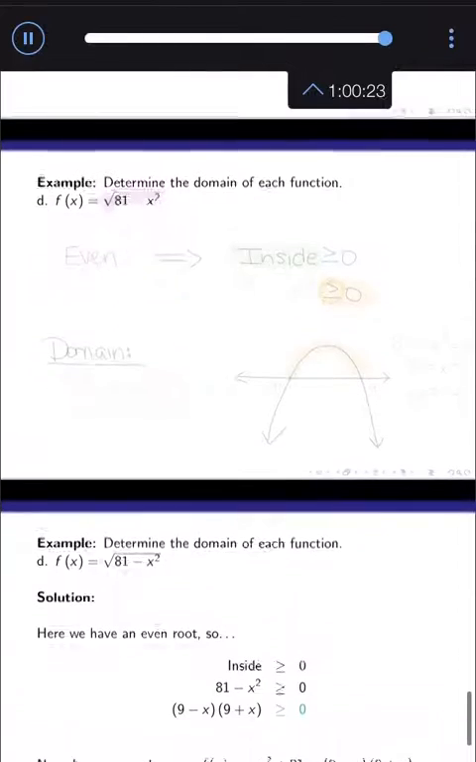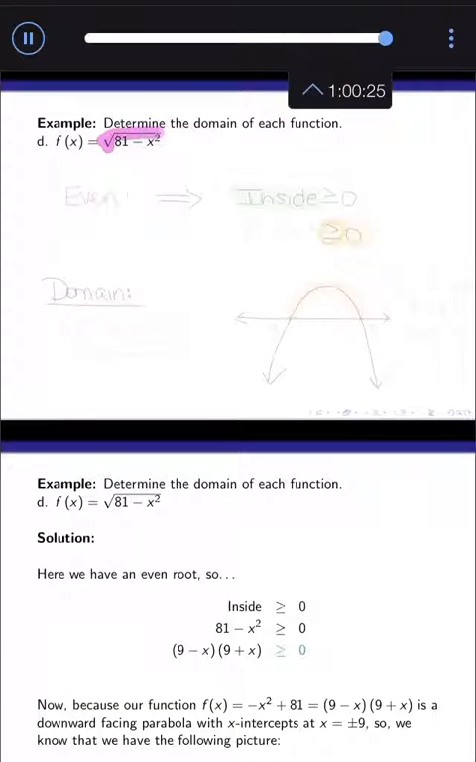Last one here. We're back to having a square root, so I do have an even root. So I am worried about this one, and whatever's inside needs to be greater than or equal to 0, meaning not negative again. What's inside of this root is not that simple because it's actually got an x squared in it this time. So we've got 81 minus x squared. That inside part needs to be greater than or equal to 0.